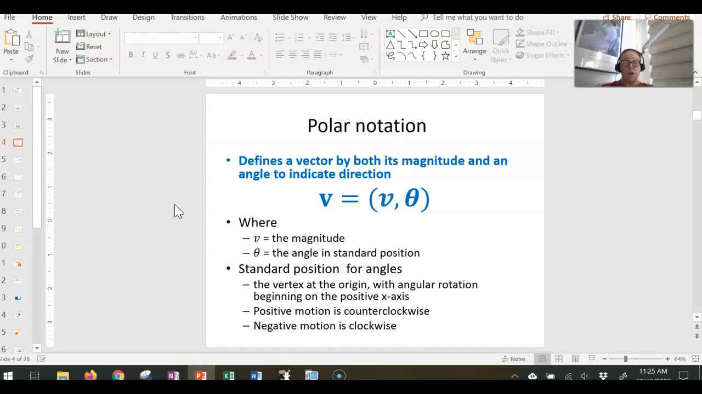So if you recall from Algebra 2, standard position is when the vertex is placed at the origin and the angular rotation begins on the positive x-axis. So you rotate around counterclockwise until you bump into the vector that you're talking about. That angle is the angle that we would put in these parentheses.